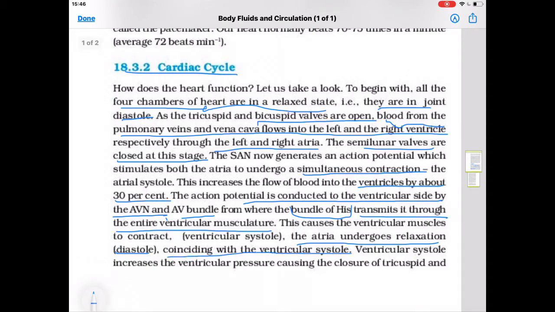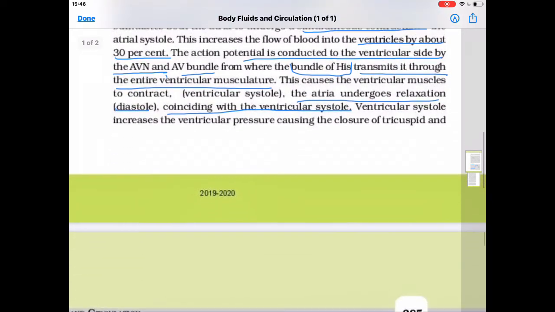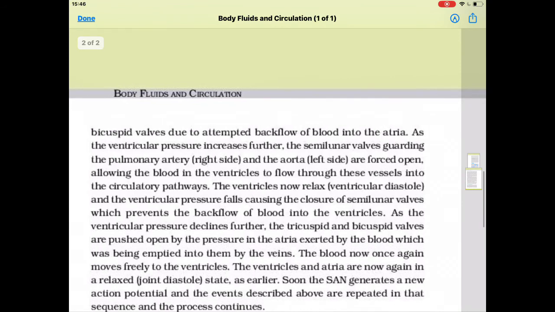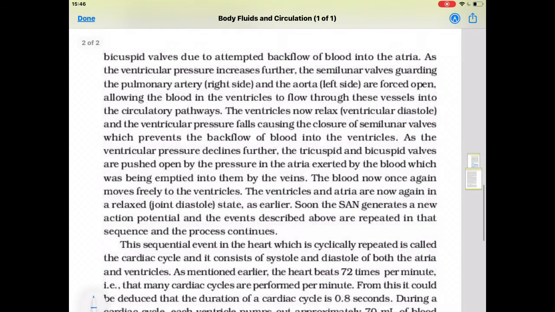Ventricular systole increases the ventricular pressure, causing the closure of the tricuspid and bicuspid valves due to attempted backflow of blood into the atria. When the ventricles contract, the tricuspid and bicuspid valves close because high pressure is there in the ventricles, which causes the bicuspid and tricuspid valves to close and prevents the backflow of blood from ventricles to auricles.